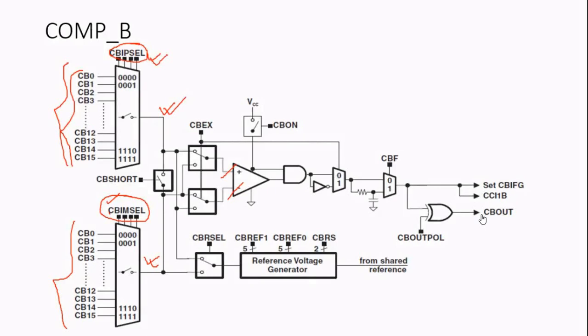So now, how can you select the comparator, either CBIP, SLA or CBIM? It will depend upon the CBEX bit. The CBEX bit controls the input of the multiplexers. So it will select either this one or this one. From both you can select.